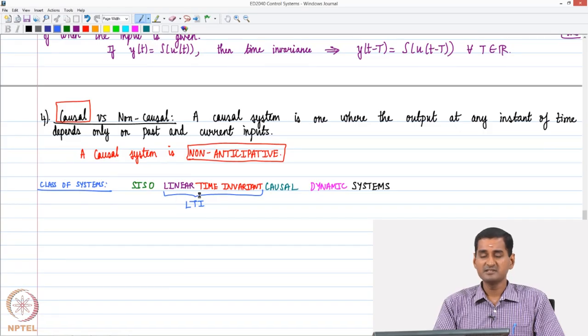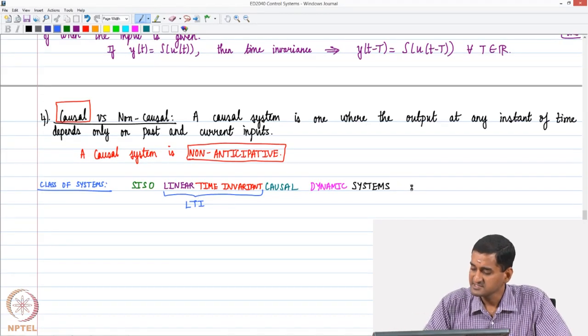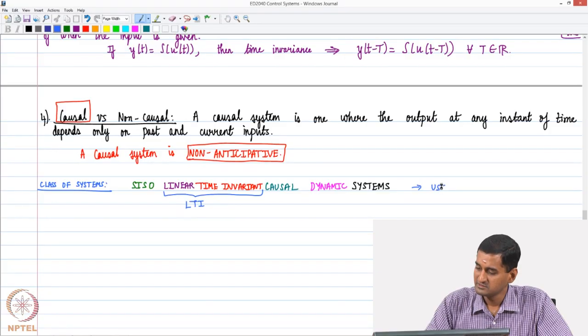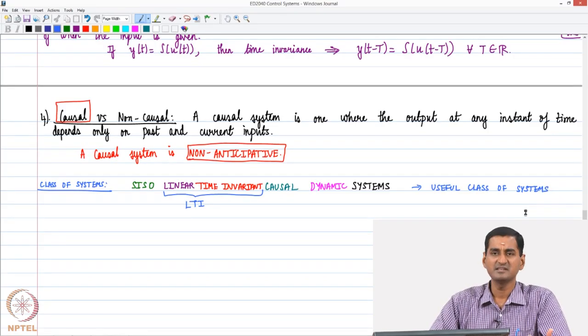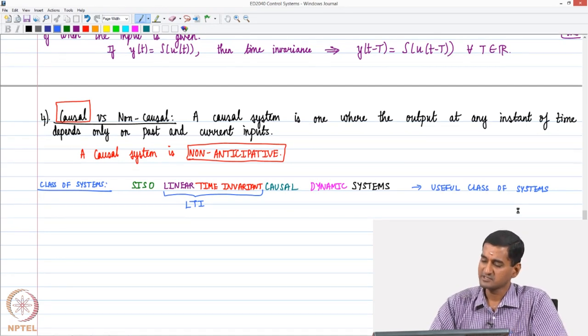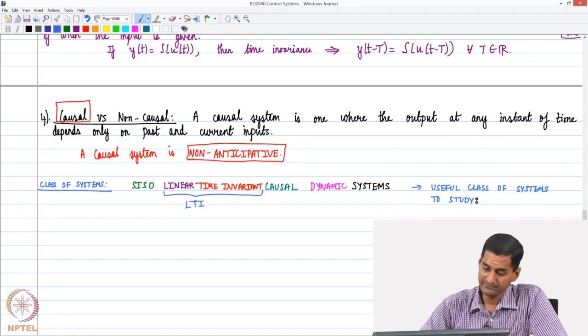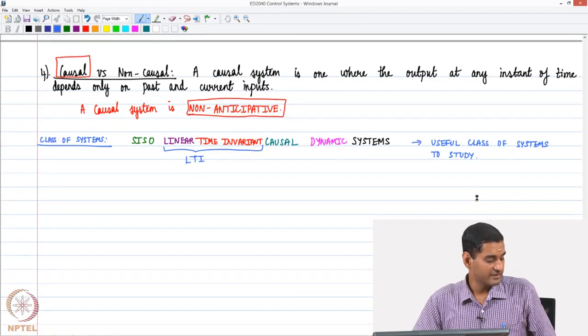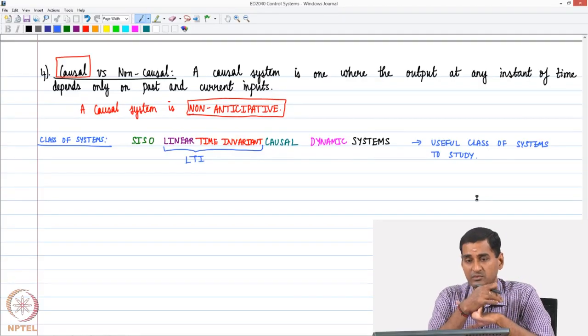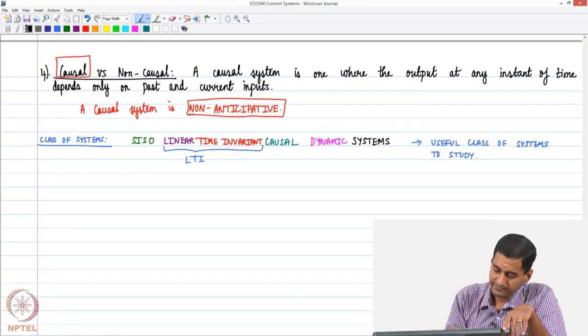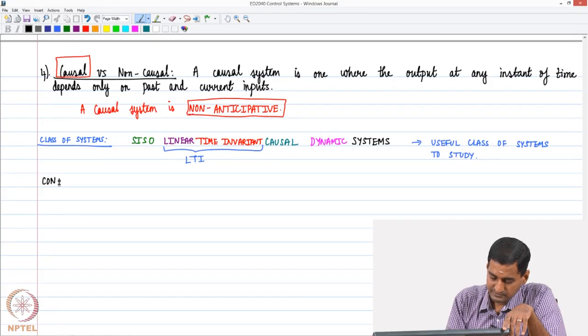Of course, when I ask the question, is this a reasonable class of systems to study, the answer is yes. This is a useful class of systems to study, because we will see later in this course, when we look at case studies and so on, that this is a reasonable approximation as far as many practical problems are concerned. So, this is a useful class of systems to consider and study, and that is what we are going to study in this particular course. Now, having looked at the word system, we come to the word control.